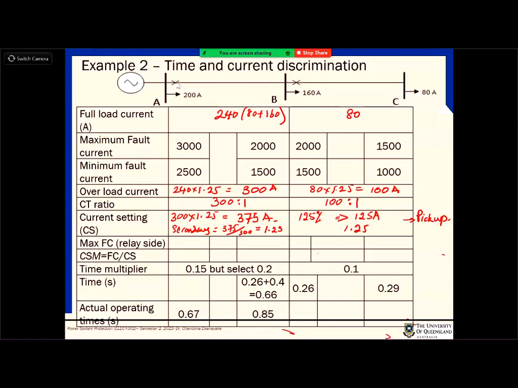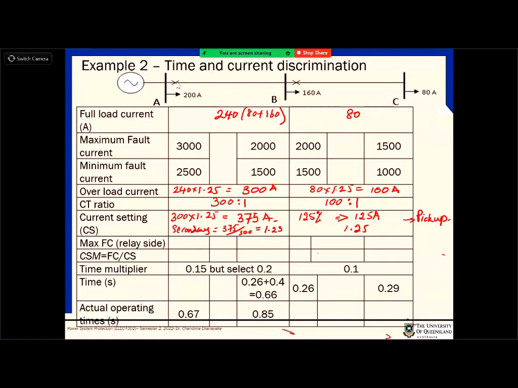Why did I divide by 300 in this one and the other one by 100? That is the turns ratio of the current transformer. Because 375 and 125 are the currents in the primary circuit, and you need to divide by the corresponding turns ratio to bring it to the secondary side.